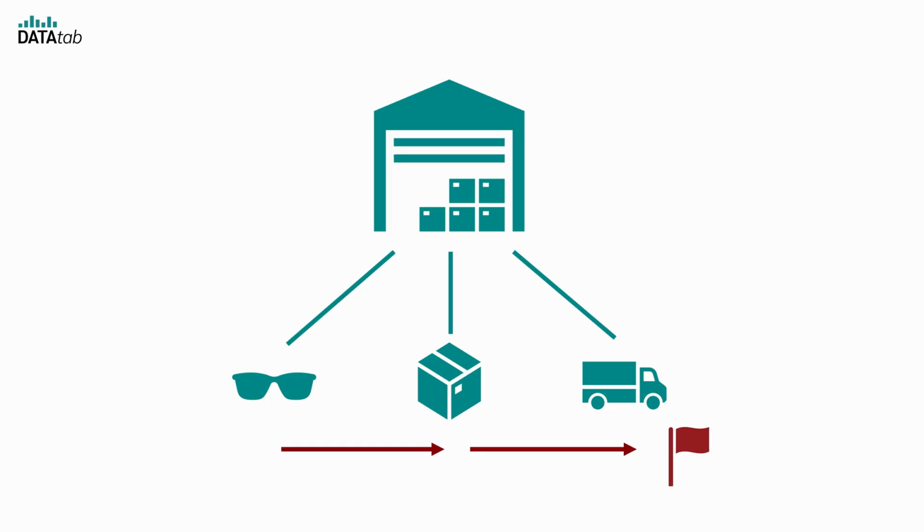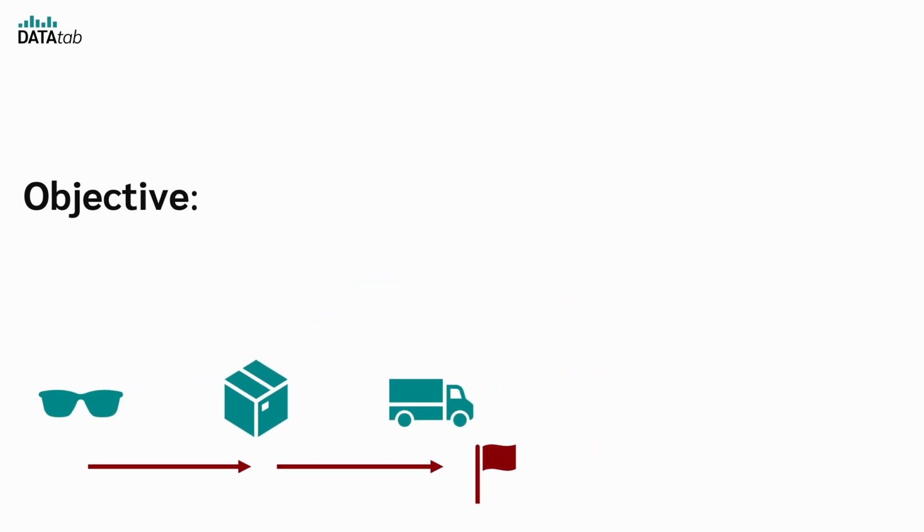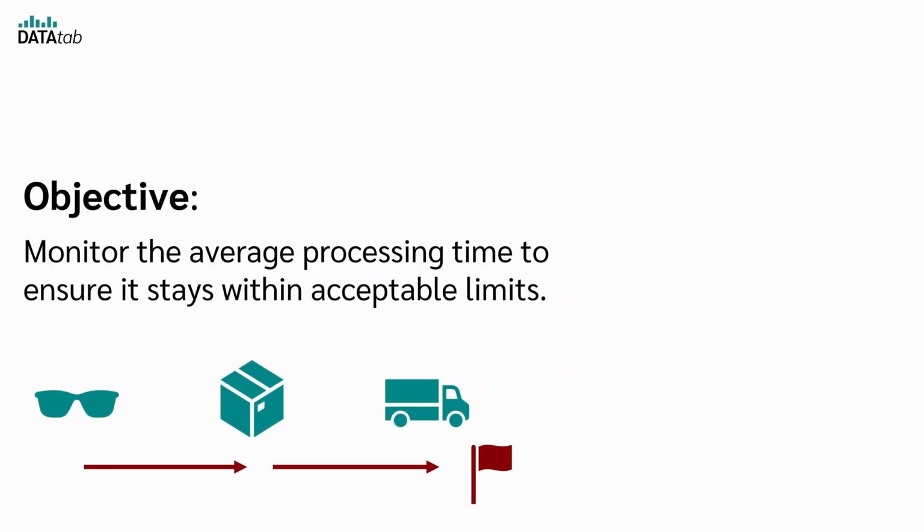The primary purpose of a fulfillment center is to ensure that orders are processed efficiently. Therefore, the stability of this process should be monitored. For this purpose, the time from order receipt to shipment is measured. So our objective is to monitor the average processing time to ensure it stays within acceptable limits.